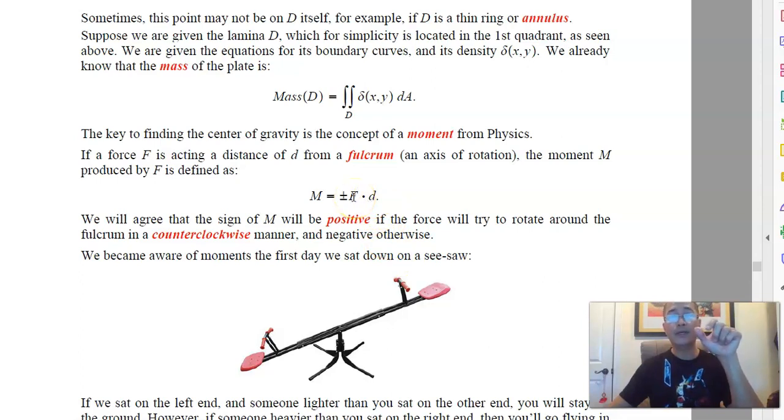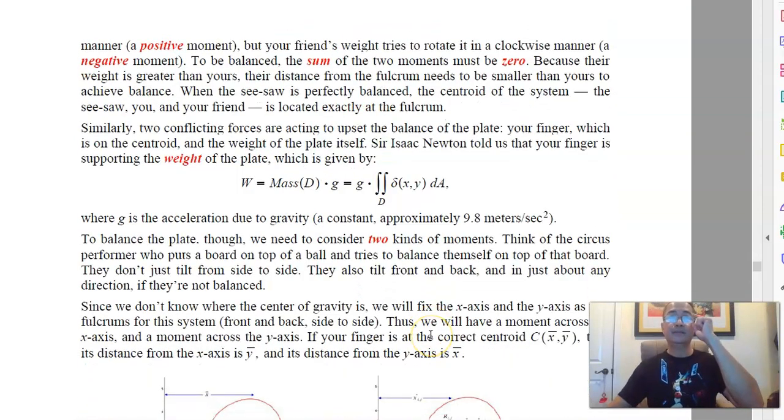If their weight is bigger, their distance has to be smaller so that the product will be the same in absolute value as your weight times your distance from the fulcrum. That is how you balance.